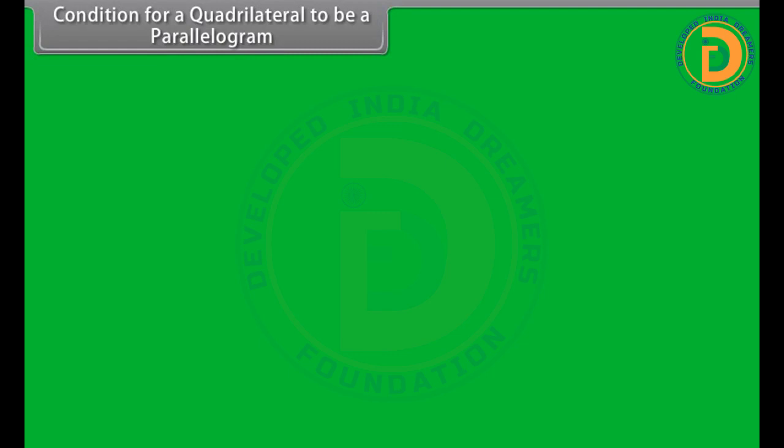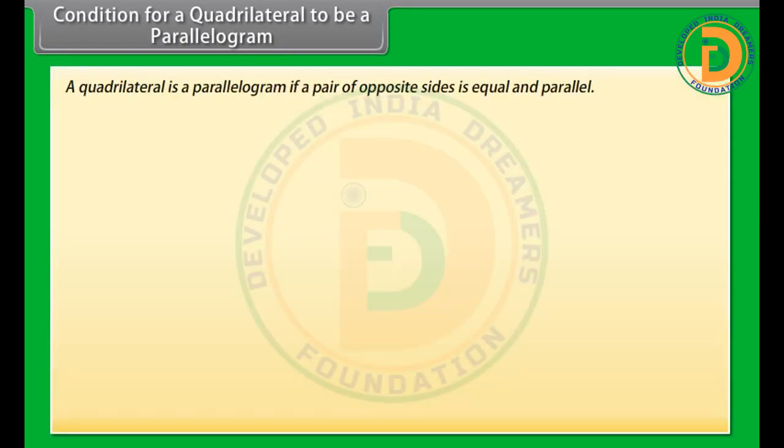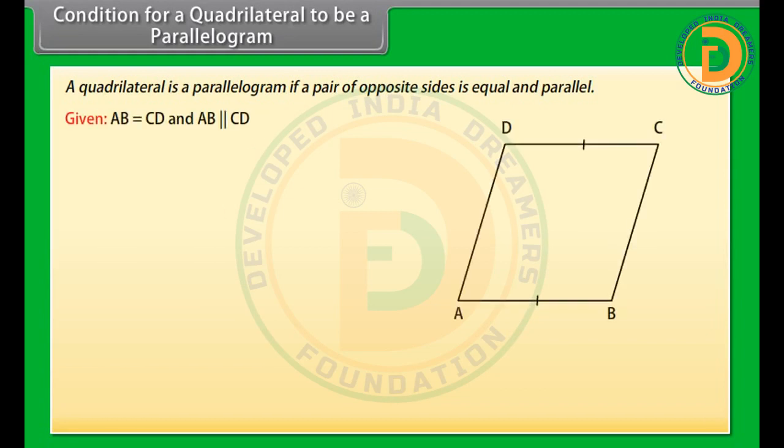Condition for a quadrilateral to be a parallelogram. Another condition for a quadrilateral to be a parallelogram is: A quadrilateral is a parallelogram if a pair of opposite sides is equal and parallel. Given that AB is equal to CD and AB is parallel to CD, we have to prove that ABCD is a parallelogram. Draw a diagonal AC.